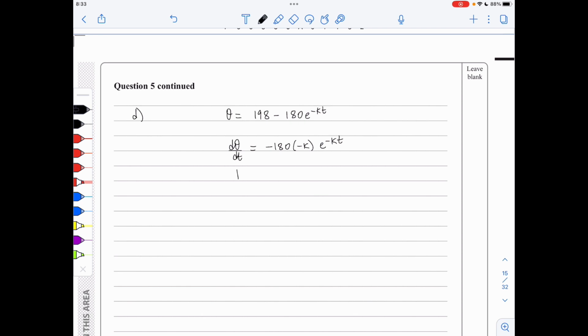So when I come to evaluate d theta dt when t is 9, this will be 180k e to the minus 9k. Once more, I plug everything on the calculator. I get 7.33 degrees Celsius per minute.